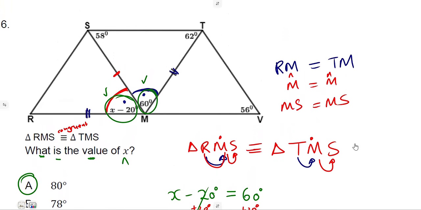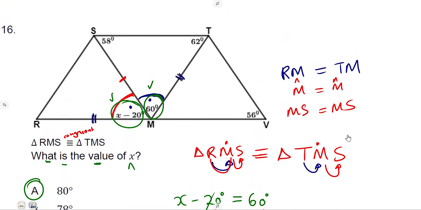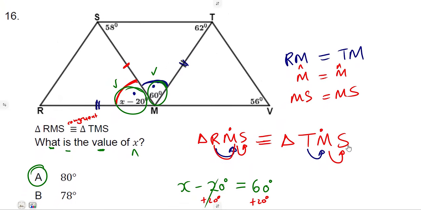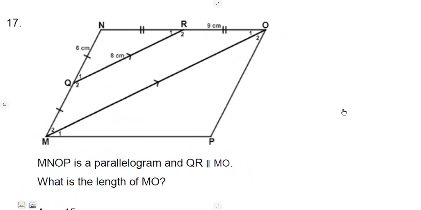To answer these questions, guys, there can be so many ways. You can figure out another way, and as long as you have the same answer, that is okay. All right, number 17. We were given that M, N, O, P, from M to N to O to P, it is what?